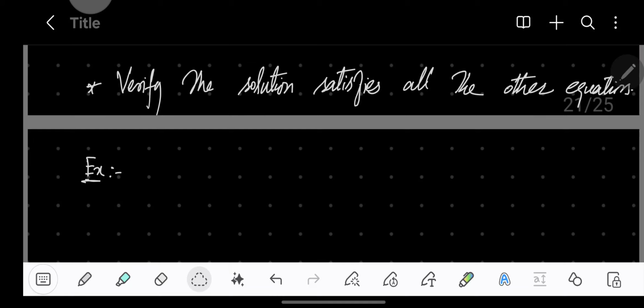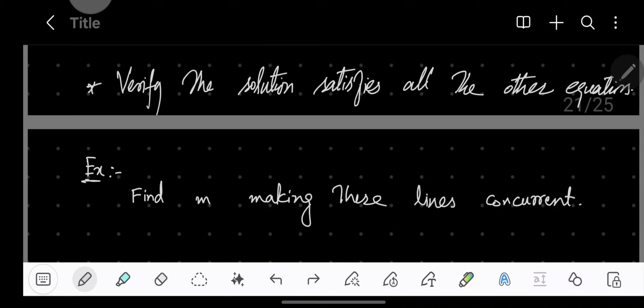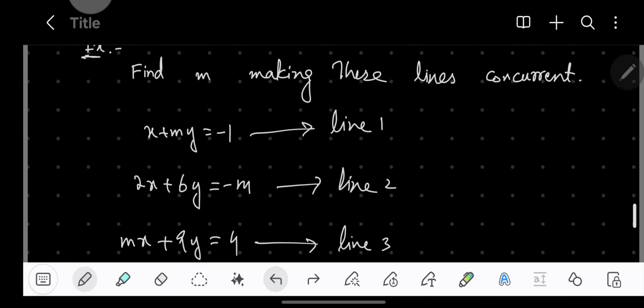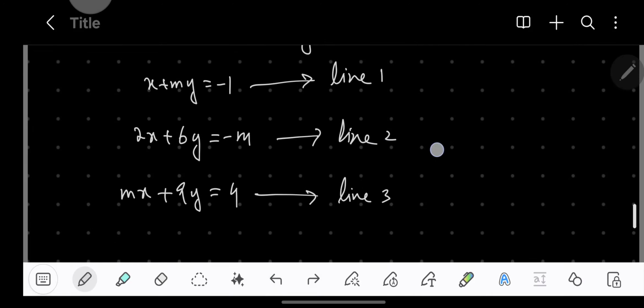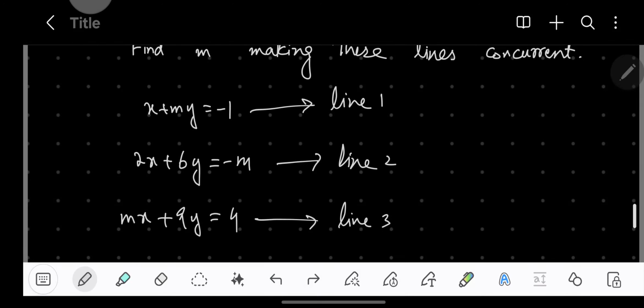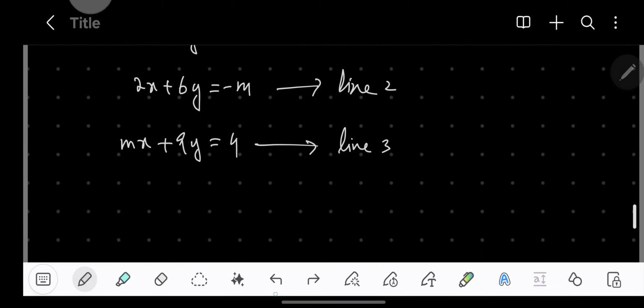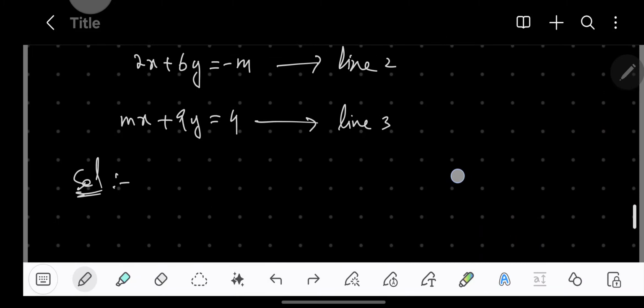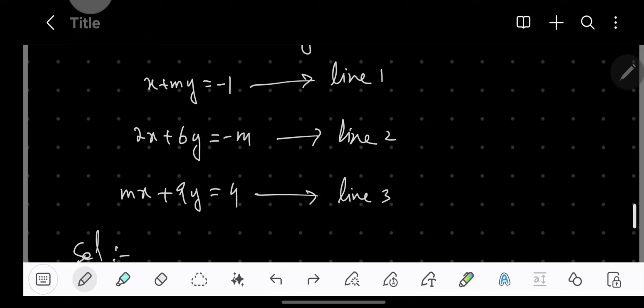Now we will have an example and we will solve it. In this example, we have to find m, which makes the given lines concurrent. These are the given concurrent lines. We have to find m. Okay, here is the solution. You can check, there are only two variables and there are three equations. So there are more equations and one fewer variable. First of all, you have to choose any two equations. For simplicity, we can choose the first two equations.